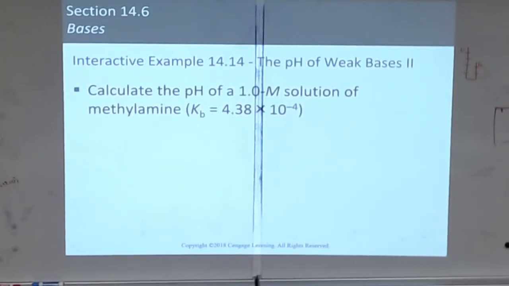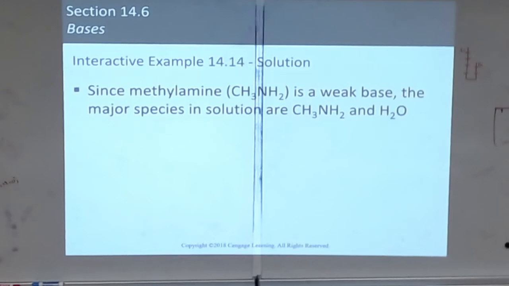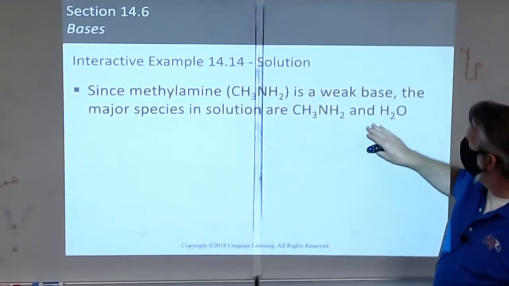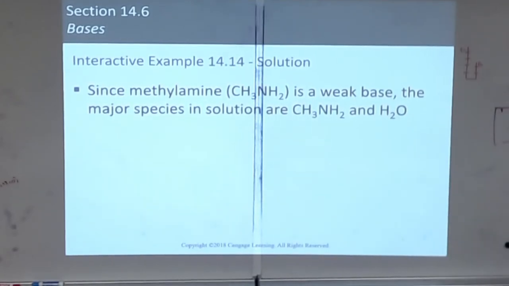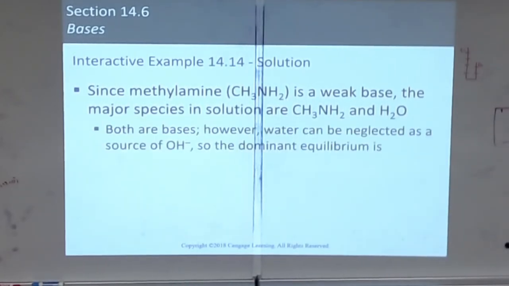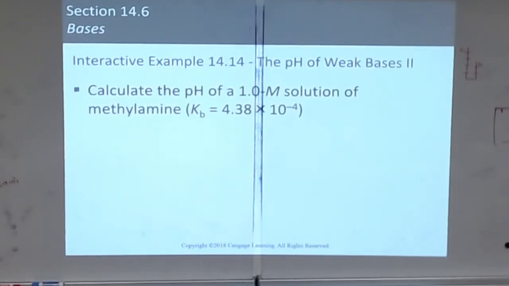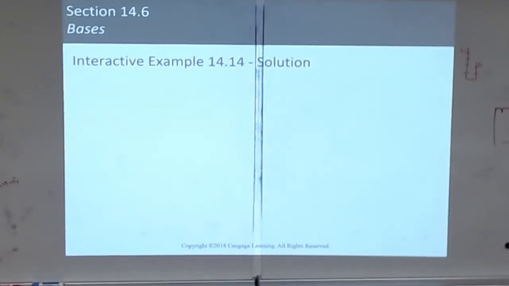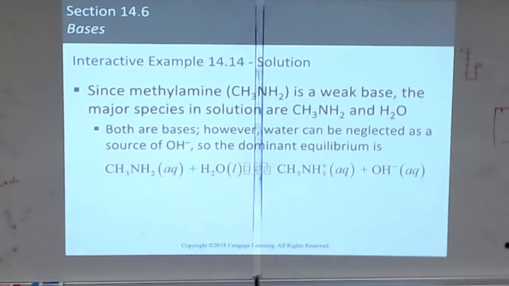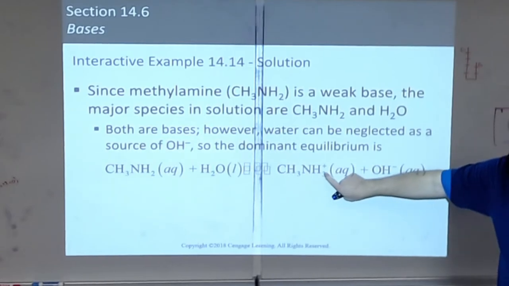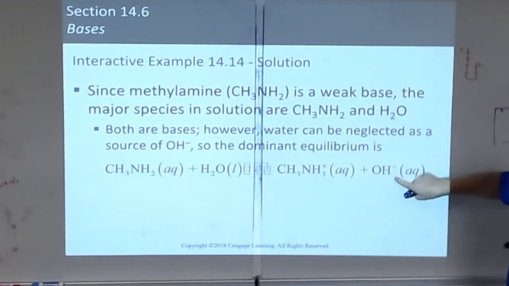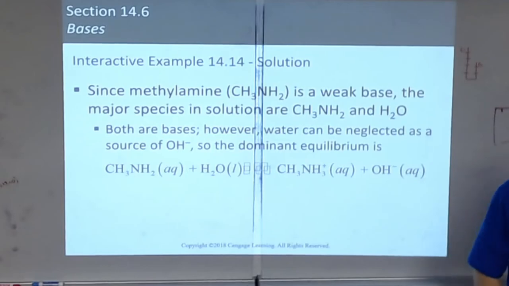You got the Kb written, right? All right, here we go. It is weak. That means my major species are the methylamine and the water. Both are bases. However, looking at our numbers, 10 to the minus 4 is much larger than 10 to the minus 14th. All right, so we're going to suggest that this is what's going on. This is picking up an extra hydrogen ion, leaving us with excess hydroxides.